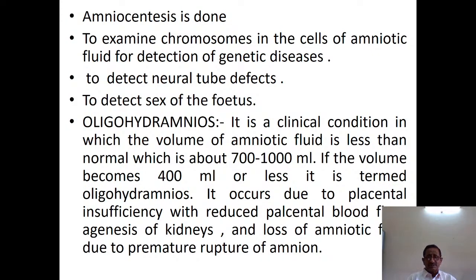It occurs due to placental insufficiency with reduced placental blood flow, agenesis of kidneys, and loss of amniotic fluid due to premature rupture of amnion. So there are three causes that may cause this oligohydramnios. One thing is placental insufficiency. That means less blood is flowing to the placenta, and so there is less amniotic fluid. And another is agenesis of kidney. If kidneys are not formed, urine is not produced in the fetus. So urine is not being added to the amniotic fluid, which is lessened. So there is a chance of oligohydramnios.